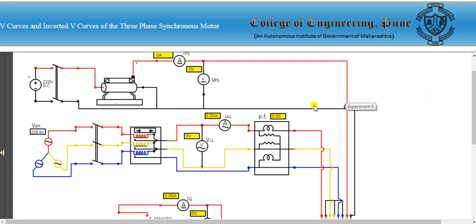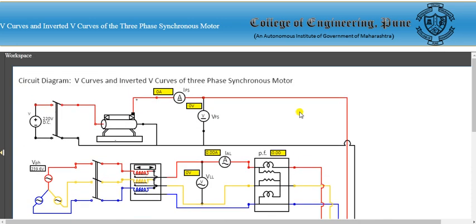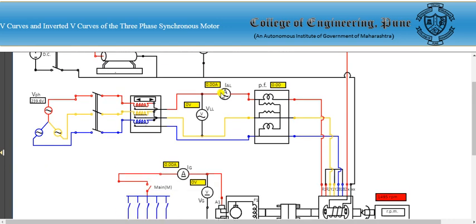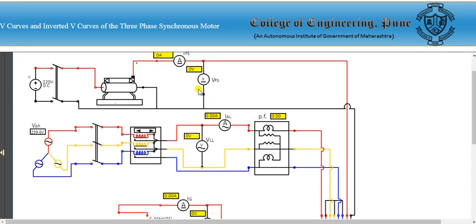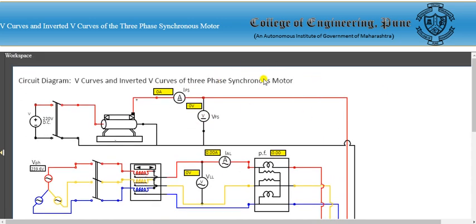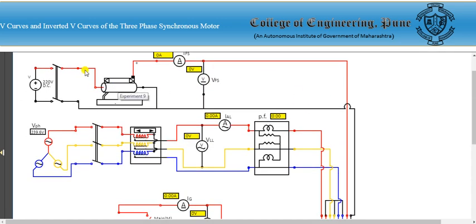You can see this is the simulation diagram presented over here. It is written V curves and inverted V curves of three-phase synchronous motor. So we have to perform the practical in virtual lab simulation on three-phase synchronous motor. So here the connection diagram is already given.